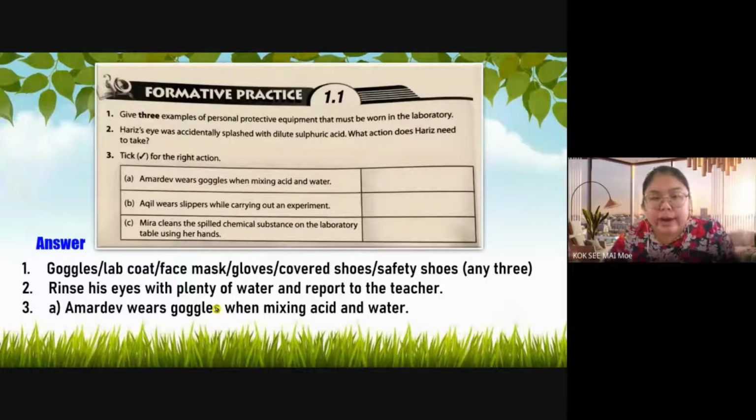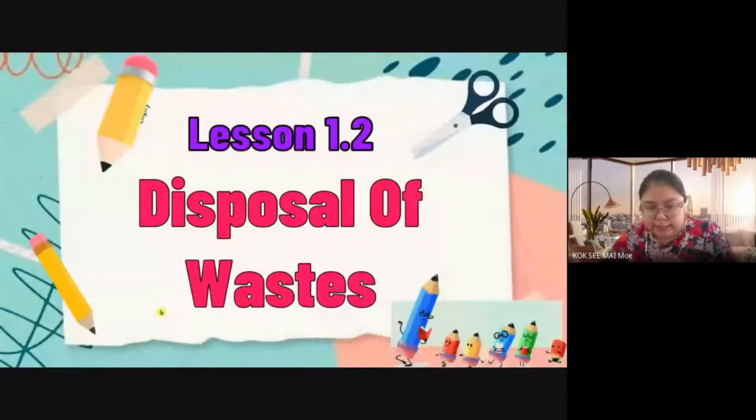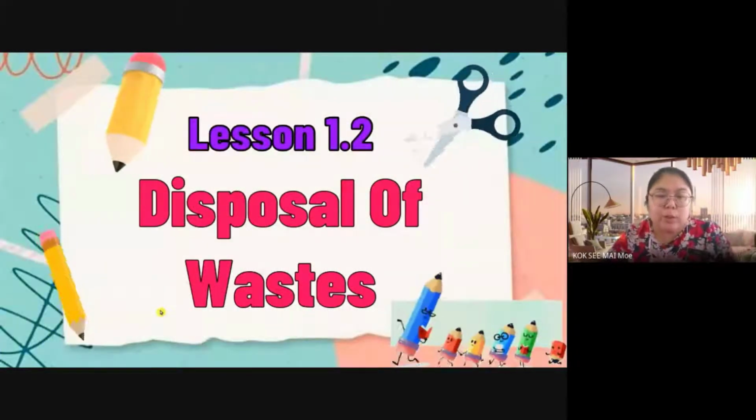The A is correct. Okay, so example 3, you see 3, is it? Some will ask, if I need to copy A, B, C or not? Actually, no need. Number 3, tick for the right action, then it's straightforward to write the answer. That's all, that's A. Okay, lesson 1.2, disposal of the waste.